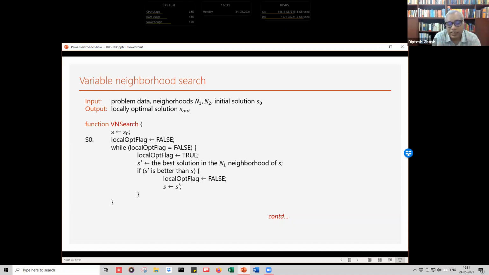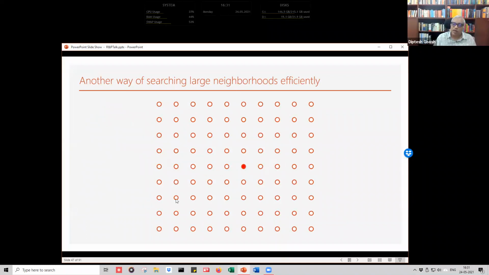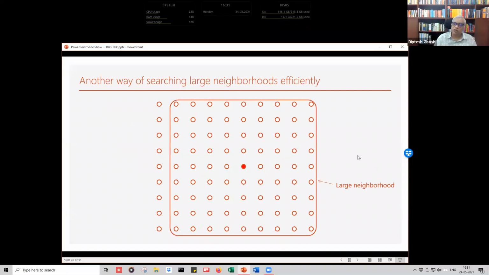Okay, so this is something which is called a variable neighborhood search. This is one way in which you can make use of large neighborhoods in your local search without spending too much time. There's another way where you can use a large neighborhood, and that is really quite interesting. So suppose you have, again, the same solution, and you have a large neighborhood.